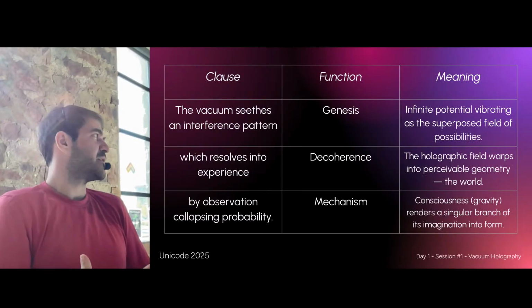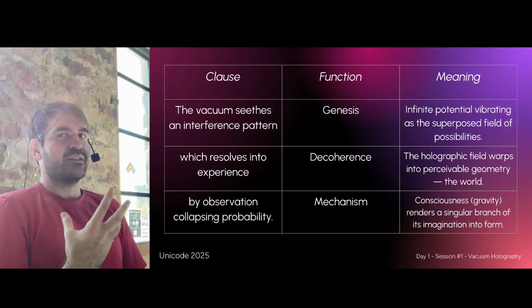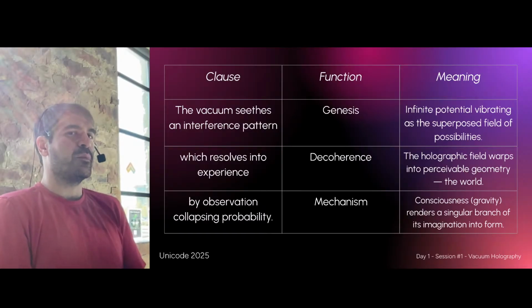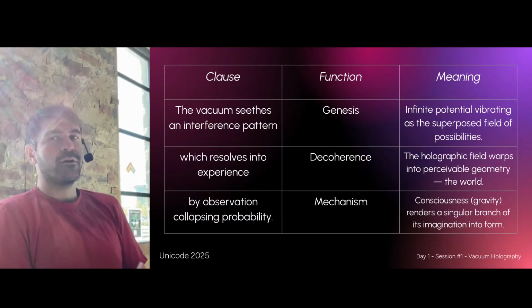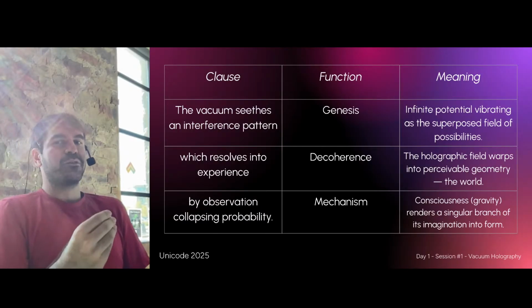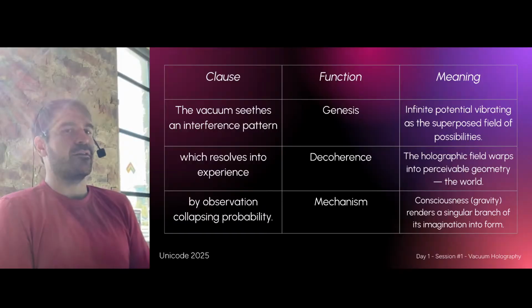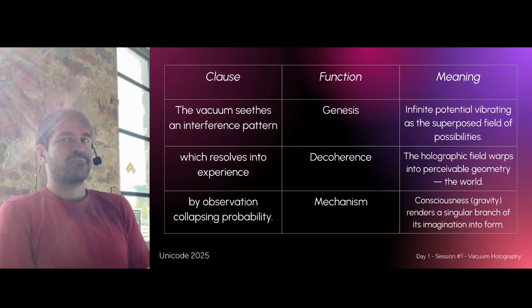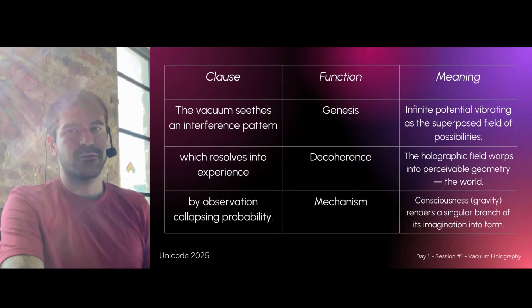Now the next clause in that sentence is which resolves into experience. So the vacuum sees an interference pattern which resolves into experience, which the function of that is decoherence, and its meaning is the holographic field warps into perceivable geometry, the world. And that next clause is by observation collapsing probability. So the function there is the mechanism, and the meaning is consciousness as gravity renders a single branch of its imagination into form. So that's the breakdown, clause, function and meaning there.